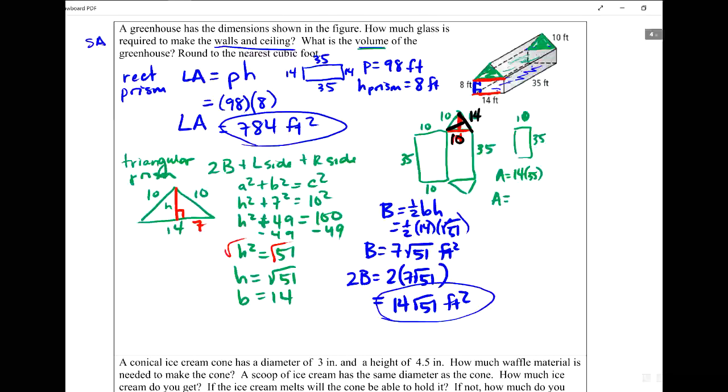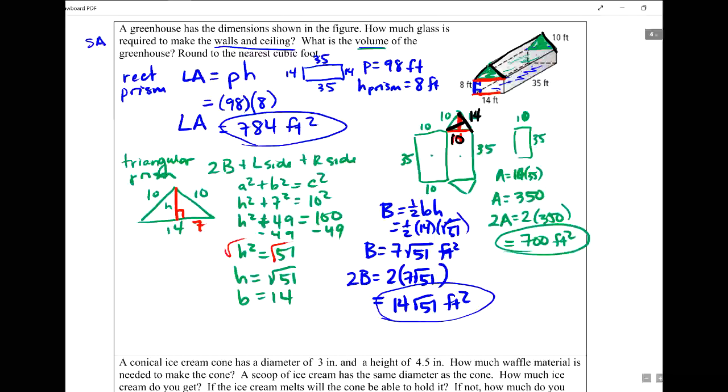Alright. Because we're looking at these sides here and this side over there, they are both going to be 10 by 35. Alright. Got to be careful with this stuff. So it's 10 by 35. So that's 350. Okay, and we have 2 of them. My left side and my right side are the same. So it is 2 times 350, which equals 700 feet squared.